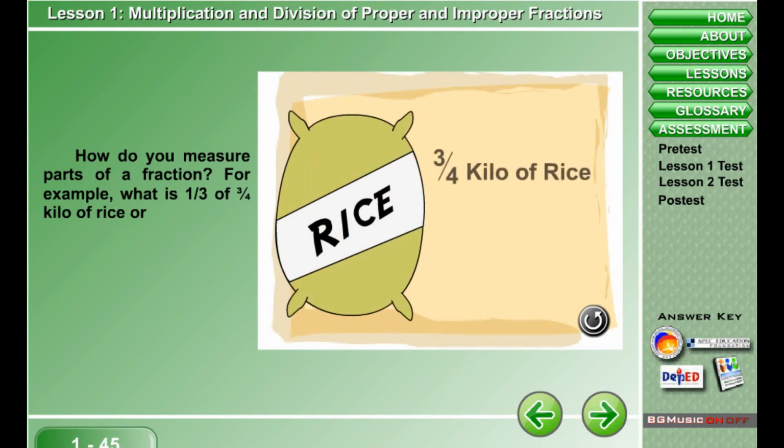Lesson 1, Multiplication and Division of Proper and Improper Fractions. How do you measure parts of a fraction? For example, what is 1/3 of 3/4 of a kilo of rice?